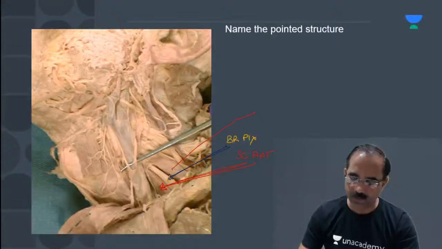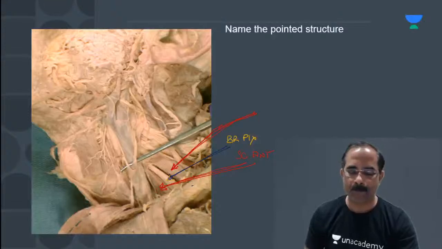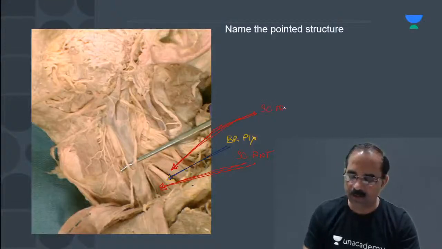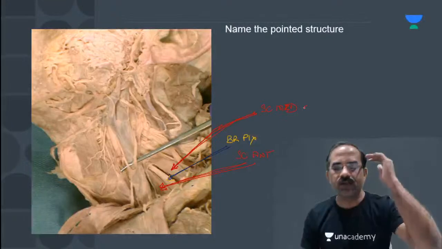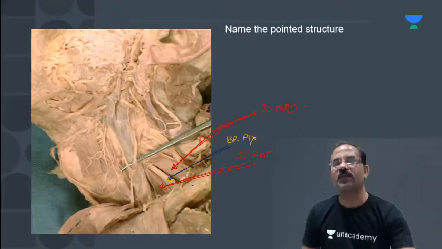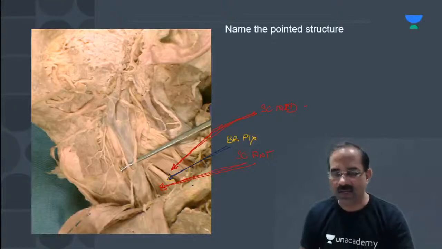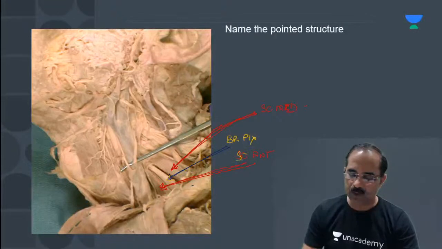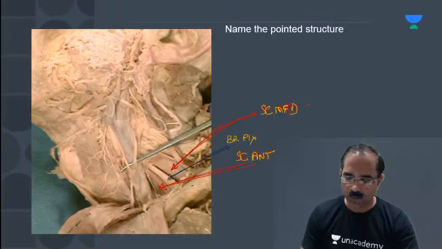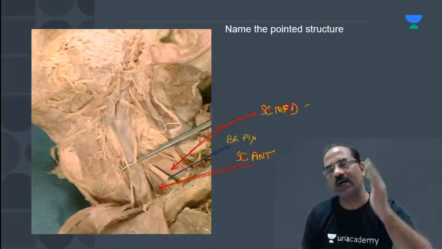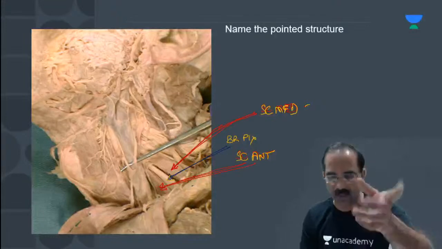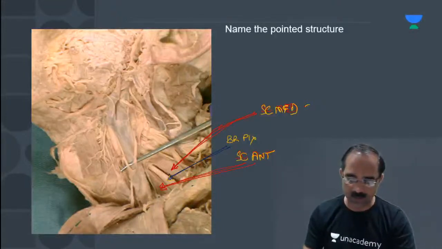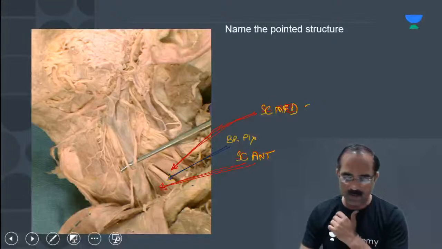And what is this muscle behind the brachial plexus? Scalenus medius. The one in front is going to be the scalenus anterior, students, and the one behind the brachial plexus is going to be the scalenus medius. Remember, this you should know. I want you to know that the brachial plexus and the subclavian artery in the neck lie between the scalenus anterior and the scalenus medius.